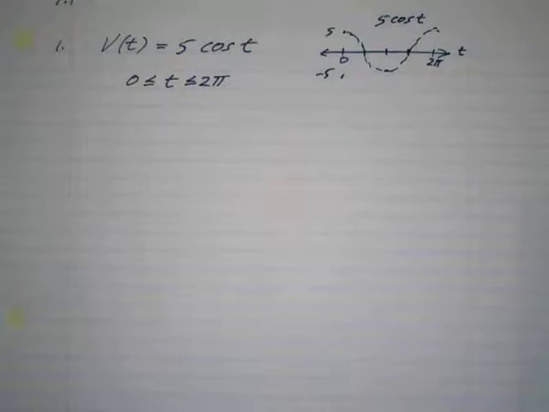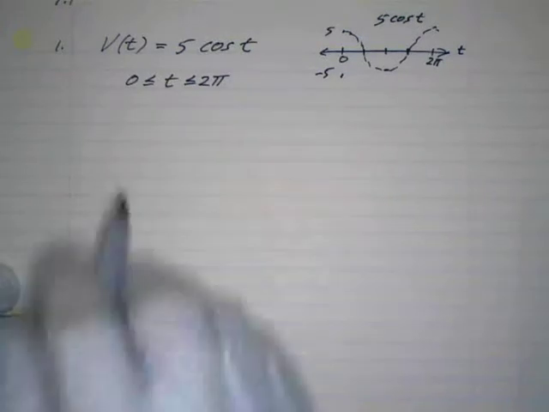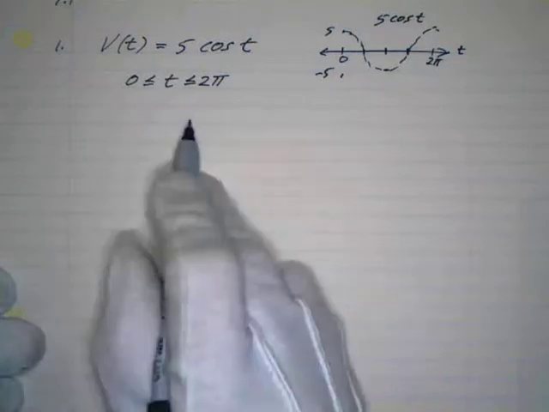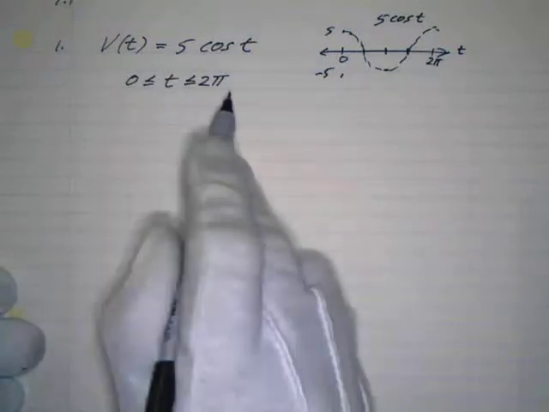Okay, this is 7.1, number 1. We have the velocity function V of t equals 5 cosine of t. First of all, with this velocity function on the interval 0 to 2 pi, we want to find out when it is moving to the right, when the object is moving to the left, and when it is standing still.